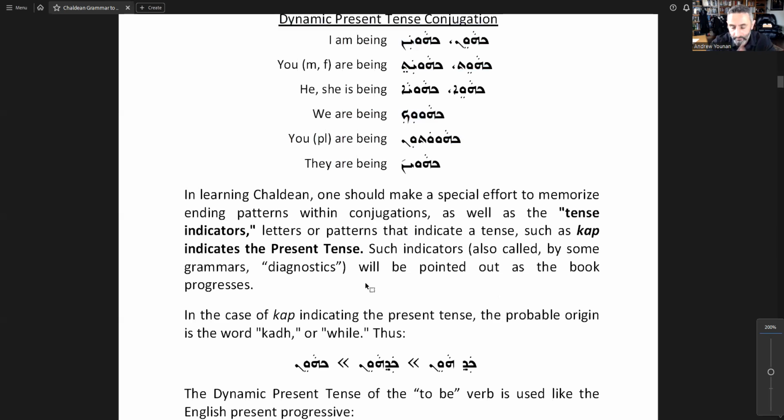Okay. I really like this word diagnostic. So kap is called a diagnostic of the present tense. Diagnostic means you know it through. So how do I know it's present tense? I know it through this kap. So the kap is called a diagnostic. That's just a grammatical term. You don't have to learn it, but it's a word I like. Okay.